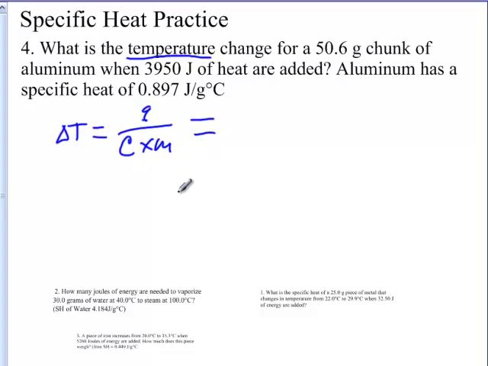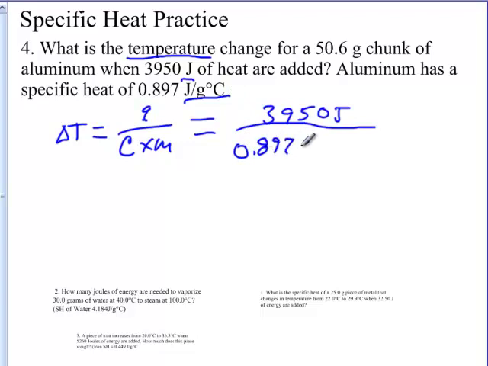Okay, so now we've got that written out. Now let's just plug in the numbers. We know that Q is energy, and energy is in joules, so there's our value right there, 3,950 joules, divided by, let's find the specific heat. Look for that funky unit. There it is right there. So our number is 0.8997 joules per gram degrees Celsius. And we're going to multiply that by the mass.